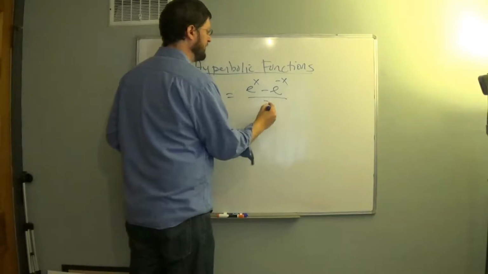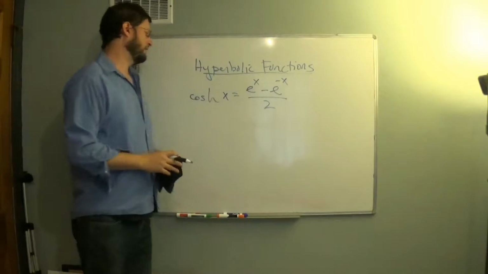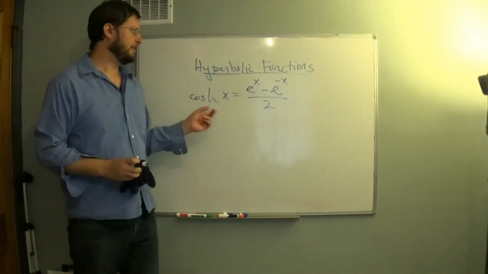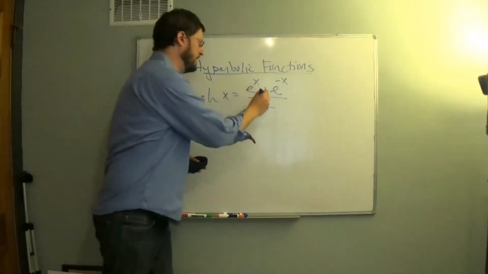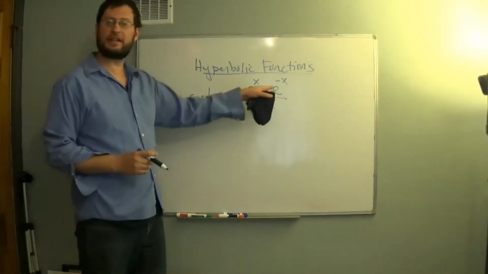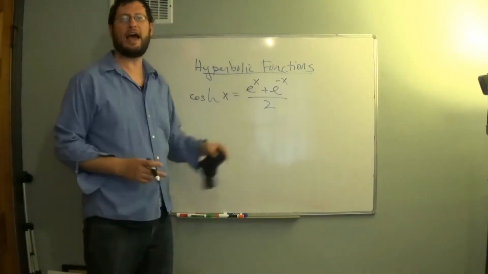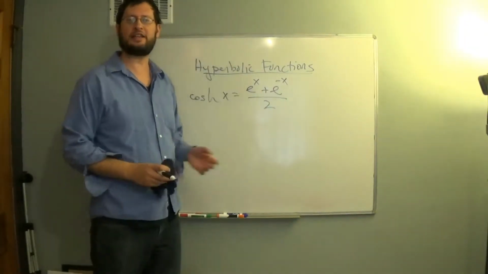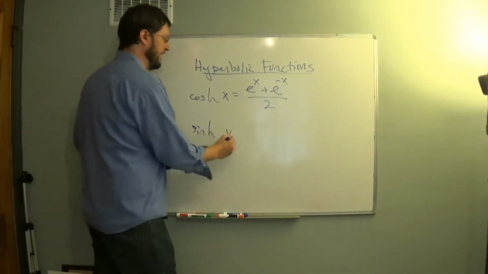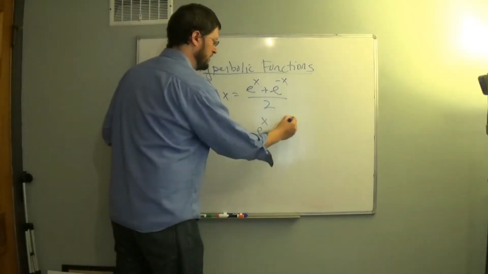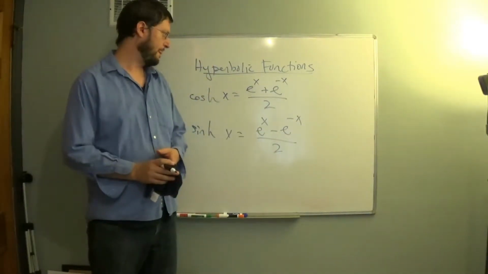And this is our definition for the hyperbolic cosine of x. So, hyperbolic cosine of x is this, it feels like an average. Cosine h is an average. This should have a plus: e to the x plus e to the negative x over 2. It's like the average of the e to the x and the e to the negative x. Sine, hyperbolic sine of x is similar, but we're taking the difference rather than the sum.